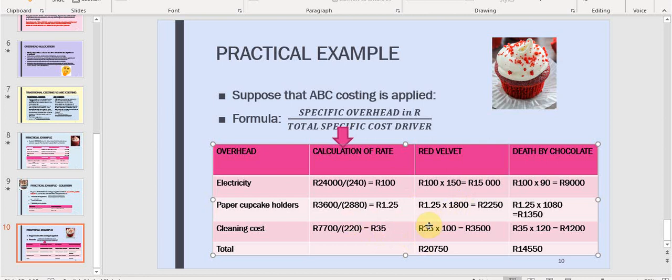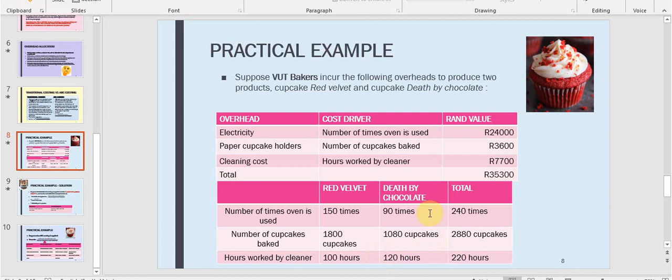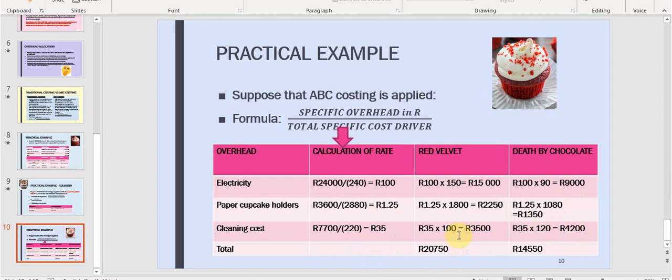I copy and paste the rate, the 35 rand, under each product. And now I go and times it by the same specific cost driver, but only the part that relates to the product. So you will see that it was 100 hours for red velvet and it was 120 for Death by Chocolate. So I multiplied it as such and I got to 3,500 rand and 4,200 rand respectively.